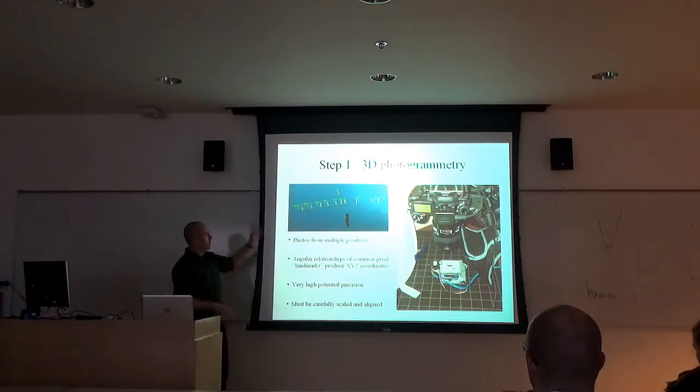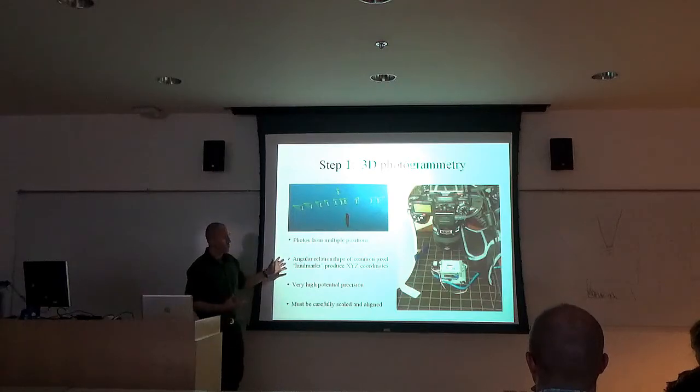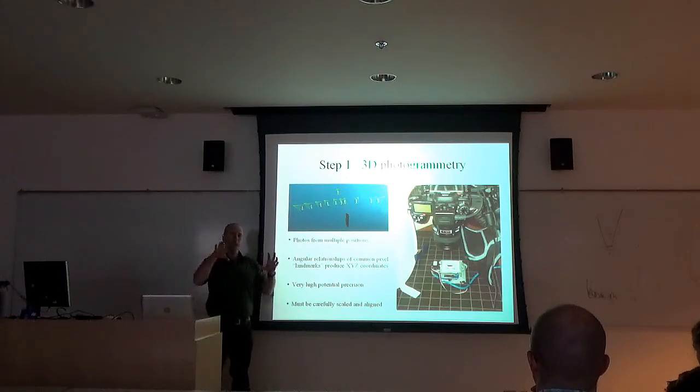Anyhow, in terms of the method, step one, 3D photogrammetry. If you're not familiar with photogrammetry, it's basically photos from different positions that turn into a 3D model. The computer looks at each photo, it identifies common landmarks between the photos, so basically common pixel patterns, and calculates the angular relationships between those pixels. Based on those angular relationships, it can tell what the 3D shape is.